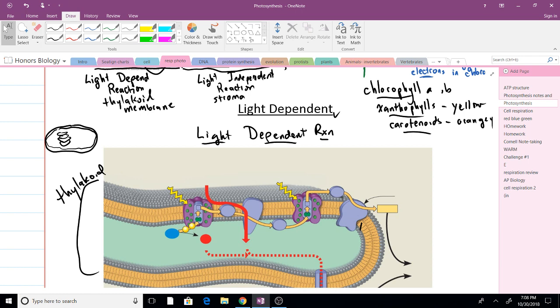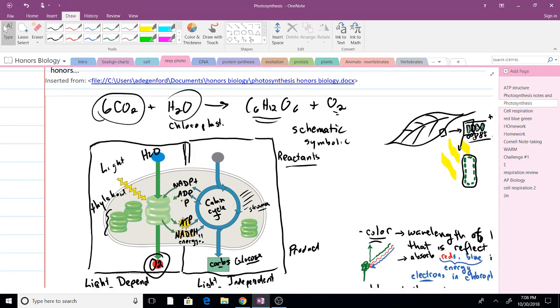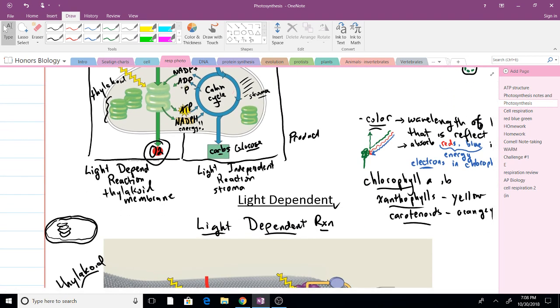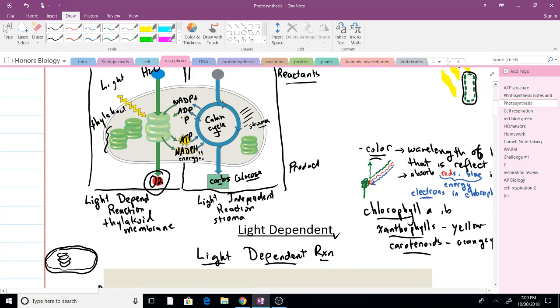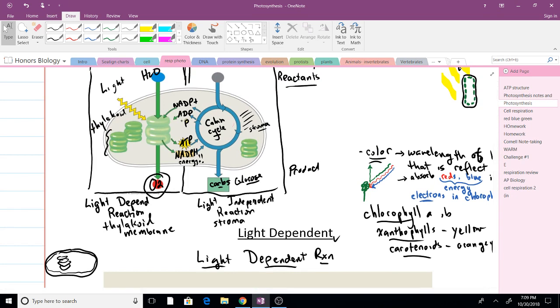reaction of photosynthesis. Now, in class today, we went over the intro to photosynthesis and pigments, and now we're going to get to the real big reactions that happen. And this is going to happen, just as a reminder, here's our schematic. This is going to be happening in the thylakoid membranes of the chloroplast.